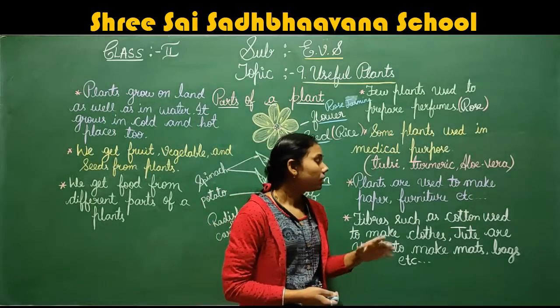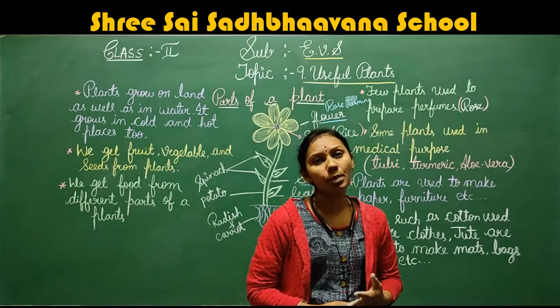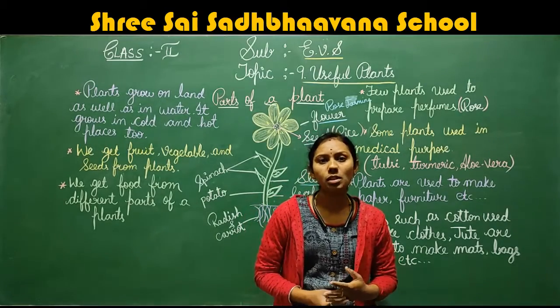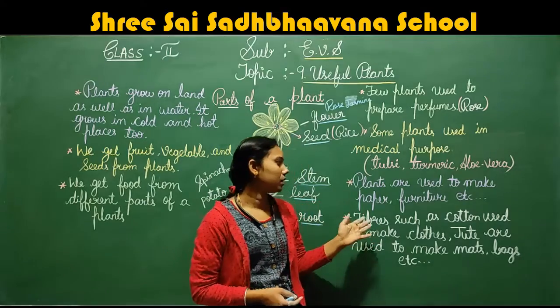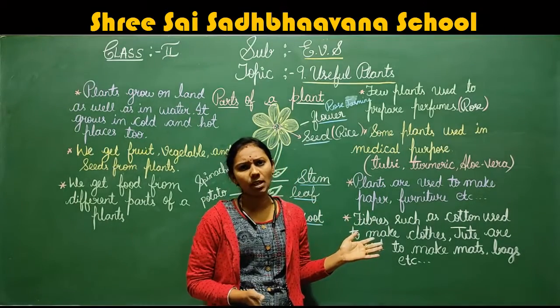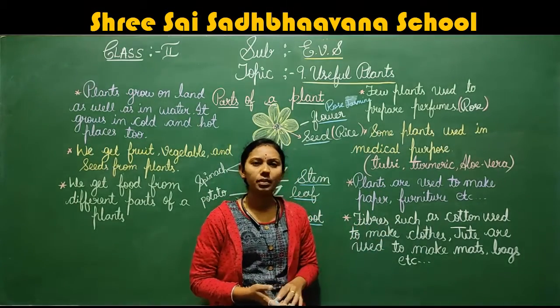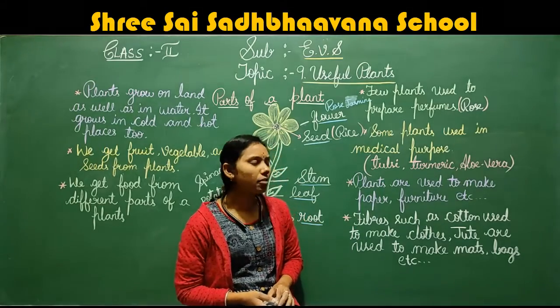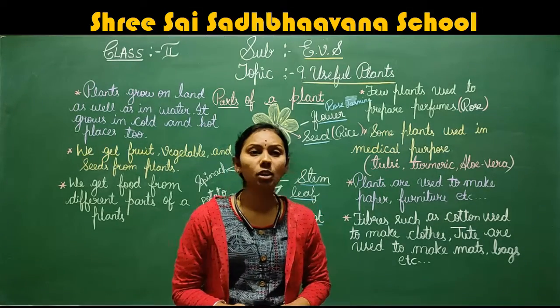Okay, next. Plants are used to make paper also. Plants are used for making paper. Okay, furniture we can make. So in this way, the plants are helping. Then fibers. What clothes are you wearing?